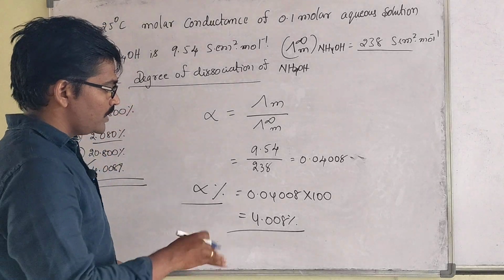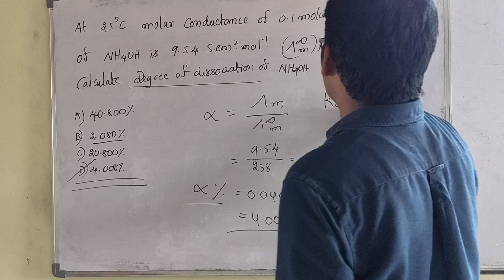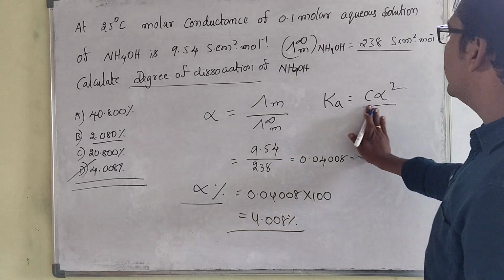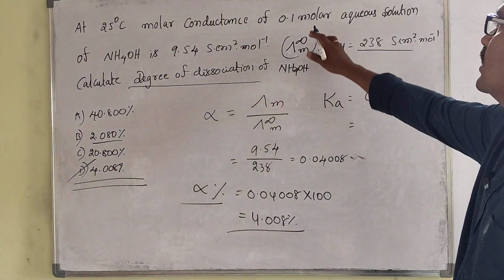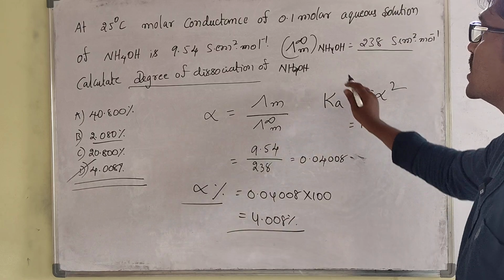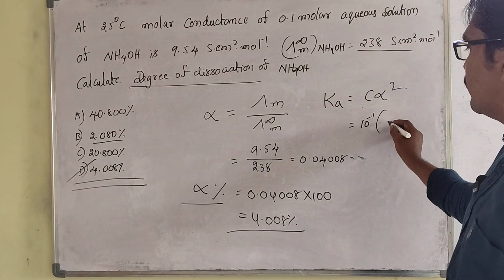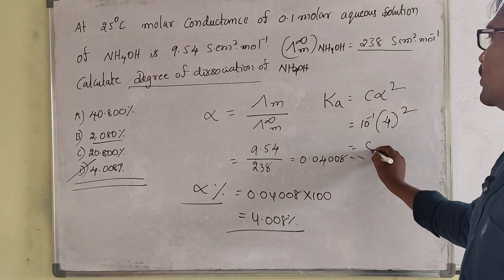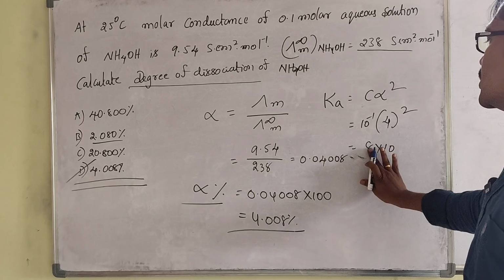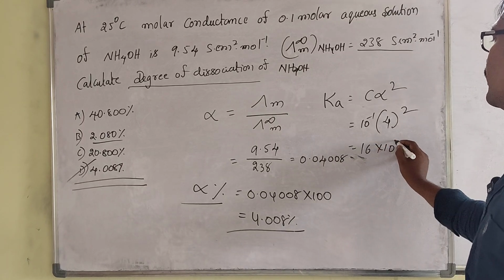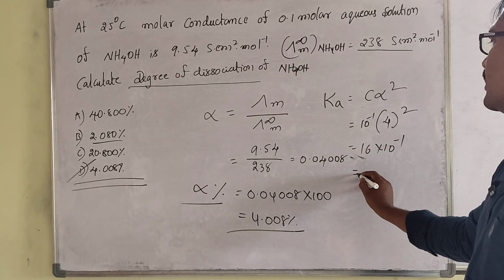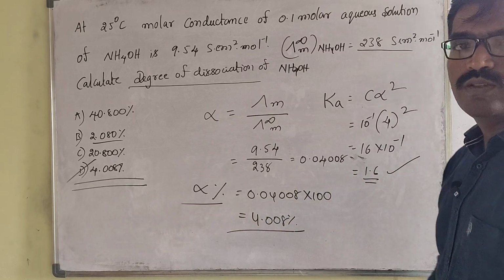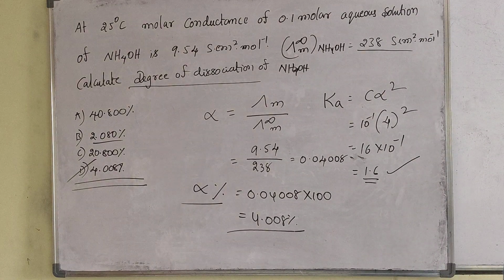Understand, my dear students? So based on this, even you can find out the Ka also. Ka equals C alpha square divided by 1 minus alpha, right? So 1 minus alpha can be neglected, and you can take C alpha square. C is 0.1, that is 10 to the power of minus 1. Alpha, approximately you can take it as 4, so 4 square is 16. So 16 into 10 to the power of minus 1, so the Ka value you can take as 1.6 also, like this. So this is finding the dissociation constant from the degree of dissociation.